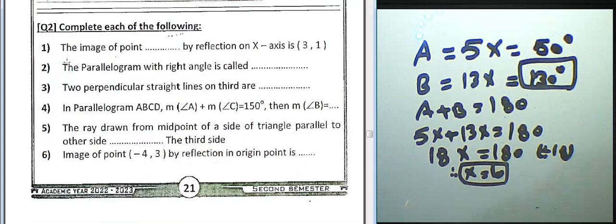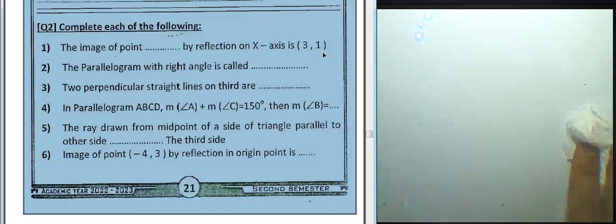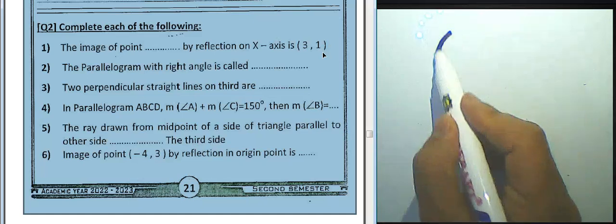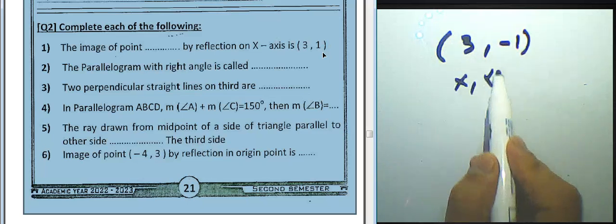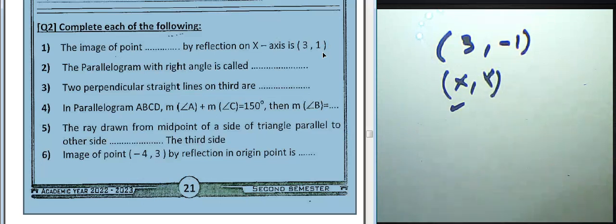Question number 2. Complete each of the following. Number 1. The image of the point (blank) by reflection on the x-axis is (3, 1). He asked about reflection in the x-axis. We keep the first projection and change the sign of the second projection, because he asked about the image of the point by reflection on the x-axis. We keep x and change the sign of the second projection, so the result will be (3, -1).